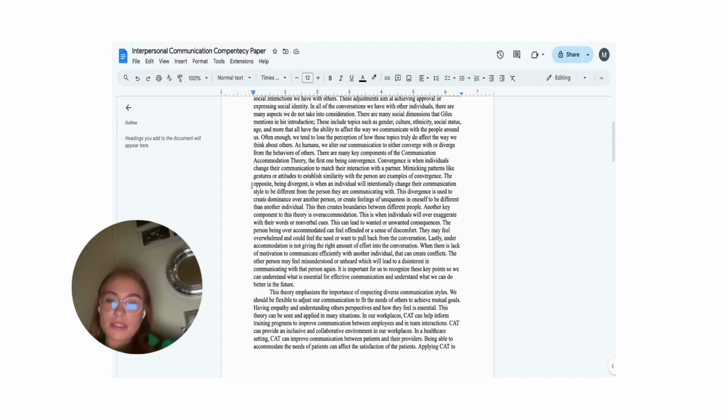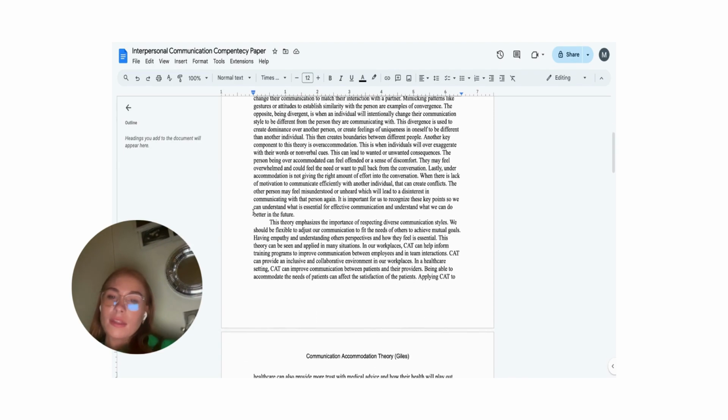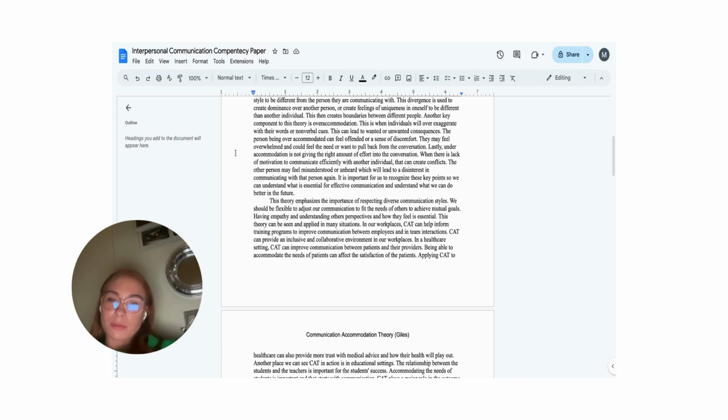The opposite, being divergence, is when an individual will intentionally change their communication style to be different from the person they are communicating with. This divergence is used to create dominance over another person or create feelings of uniqueness in oneself to be different than the other individual. This then creates boundaries between different people.